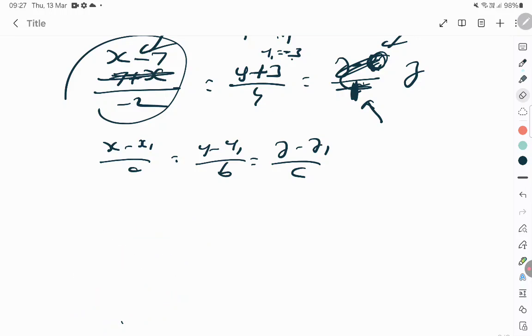Supposing in the question itself they tell you it's (x minus 1) by 2 is equal to (x minus 3) by 4, and then they give a colon instead of equal to and say z is equal to 2.